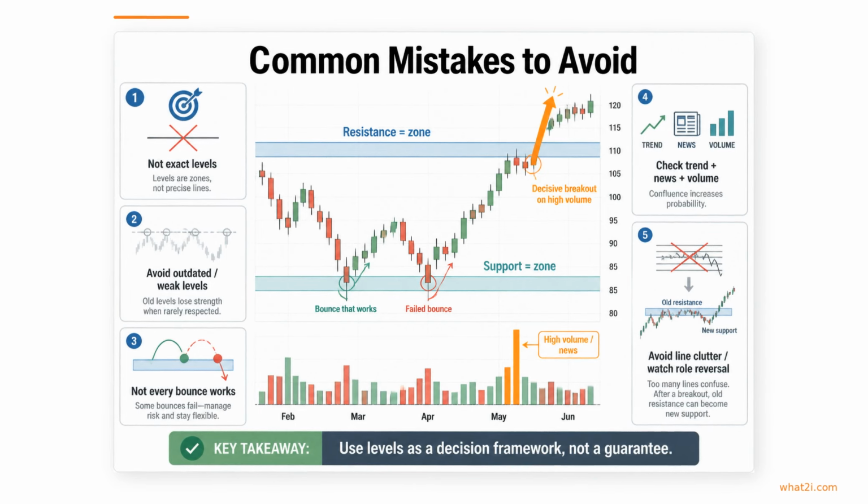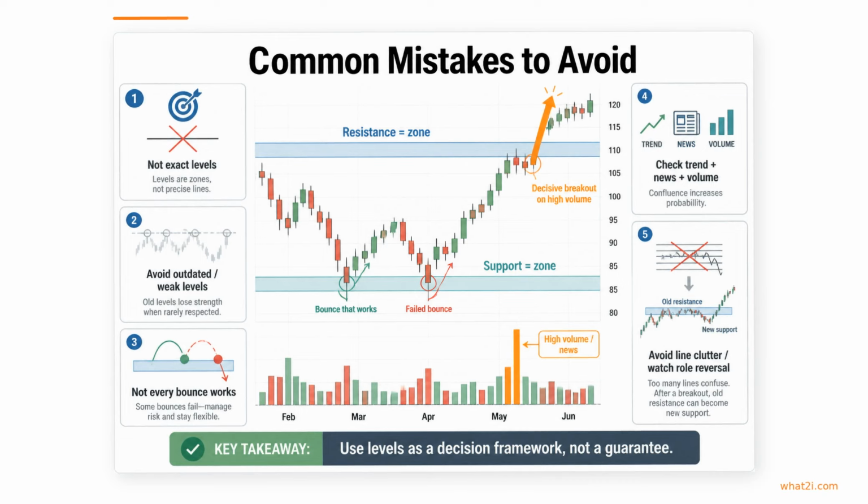Traders also get into trouble by assuming every bounce will work, even when trend, news, or volume are working against the idea. Strong catalysts can push decisively through a level that looked important yesterday. The best habit is to treat levels as part of a decision framework and always combine them with context.